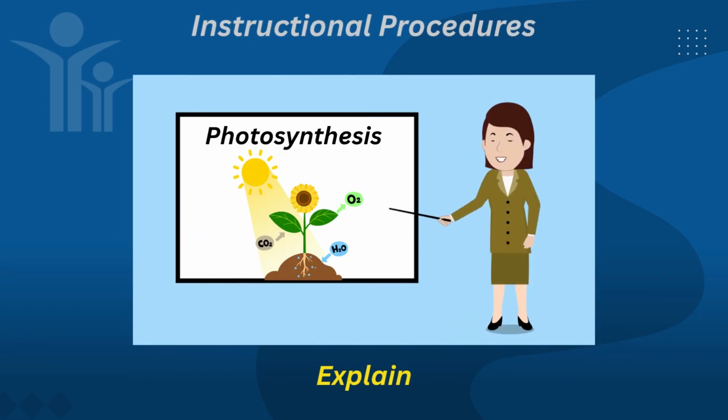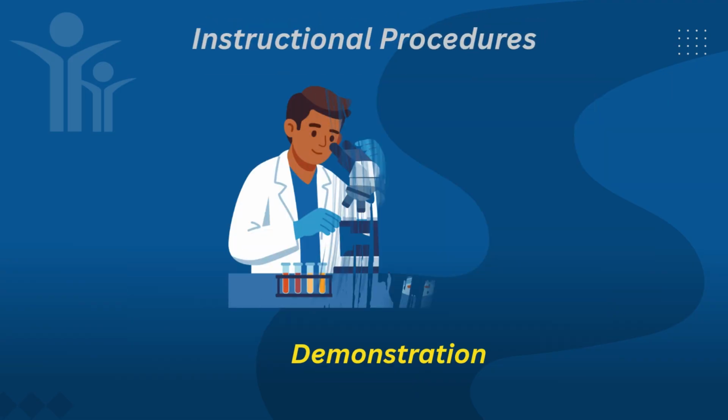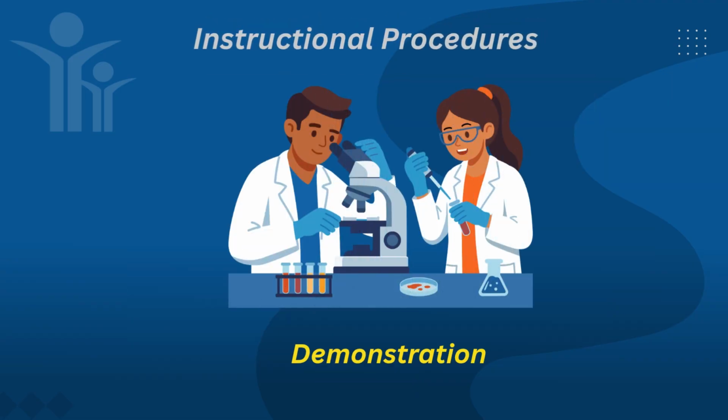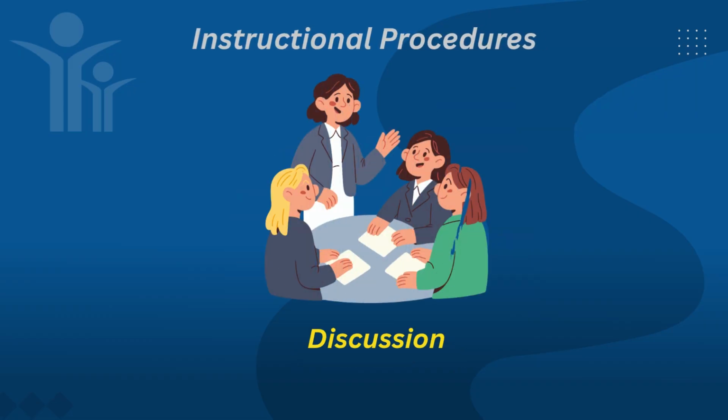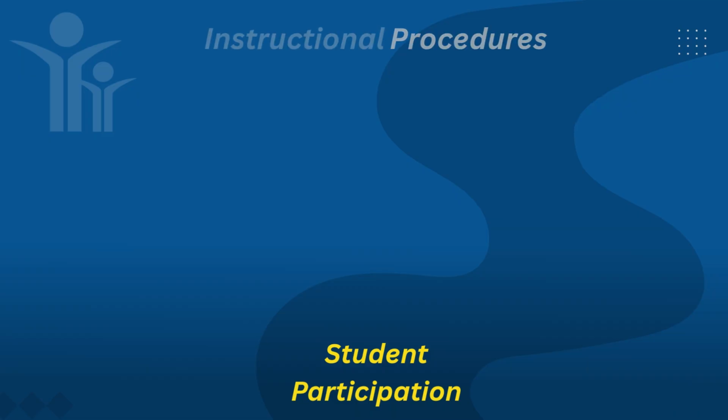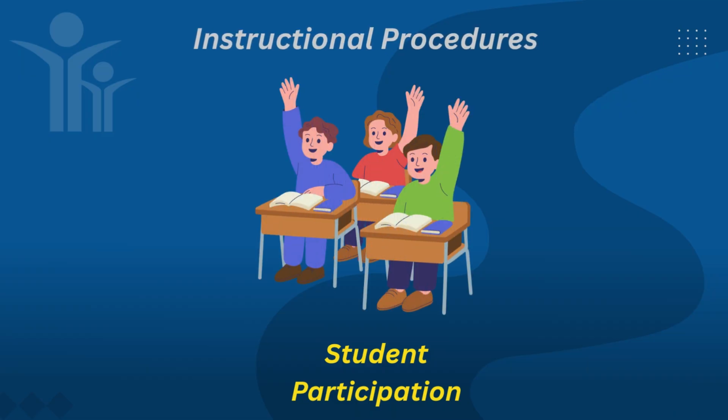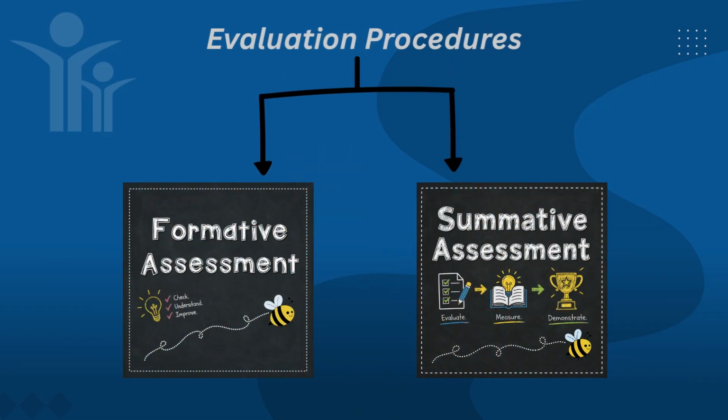The instructional procedures describe how the teacher plans to deliver the lesson. This includes introducing the topic, explaining concepts using visual aids, encouraging classroom discussions, and involving students through interactive learning. The evaluation procedures explain how student learning will be assessed. In this example, both formative assessments, such as classroom activities and questioning, and summative assessments, such as quizzes, are included.